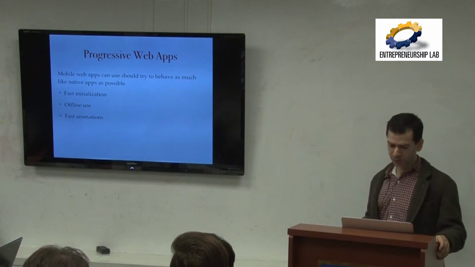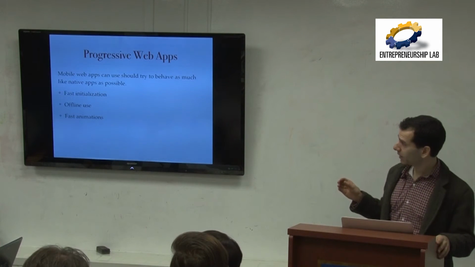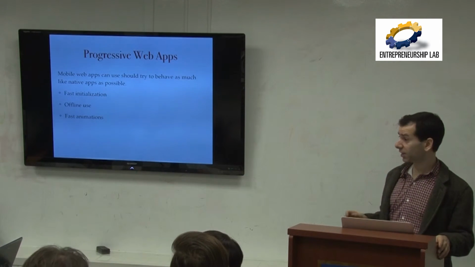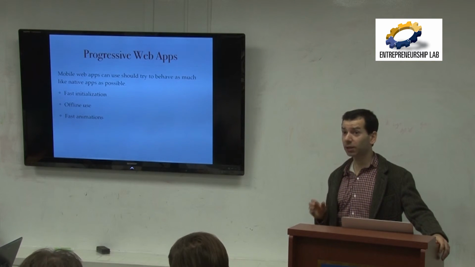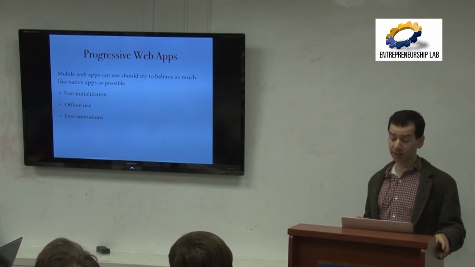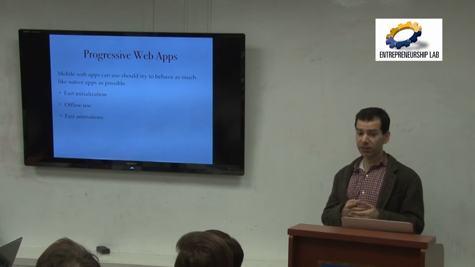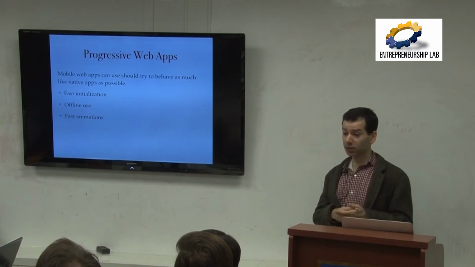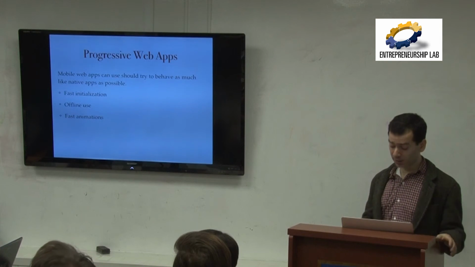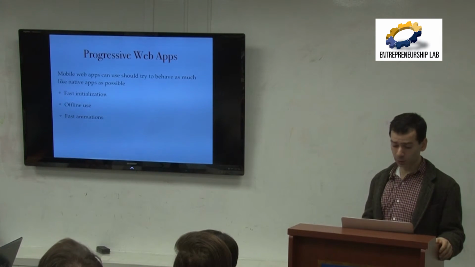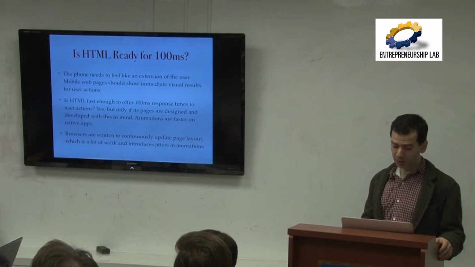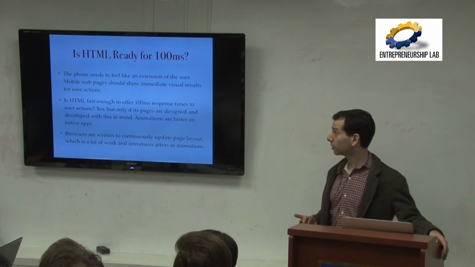Progressive web apps want to try and behave as much like native apps as possible. So they need to keep their time down to 100 milliseconds as much as they can. They have to initialize themselves very quickly. They have to enable themselves for offline use, and their animations have to be fast. Everything has to be fast to work well on a phone. So the question is, is HTML ready for 100 milliseconds?